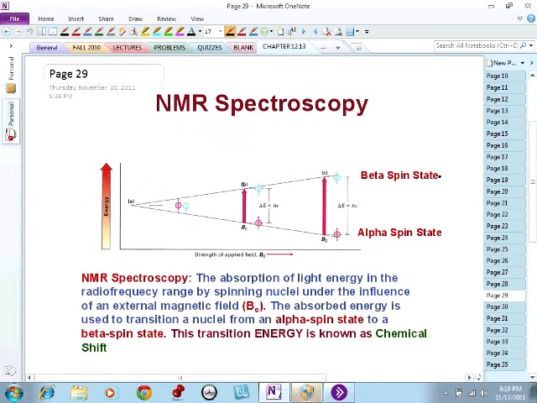And those two energy levels we call the higher energy state, the beta spin state, and the lower energy level we refer to as the alpha spin state. This is your magnet here. You're varying the strength of your magnet. The greater the strength of the magnetic field, you could see the delta E, in other words, the differential between the lower energy level, which is the alpha spin state, and the upper energy level, the beta spin state.